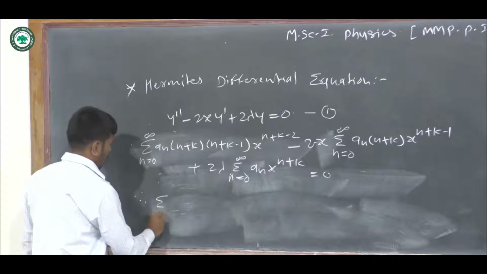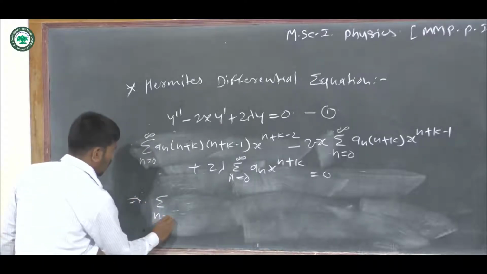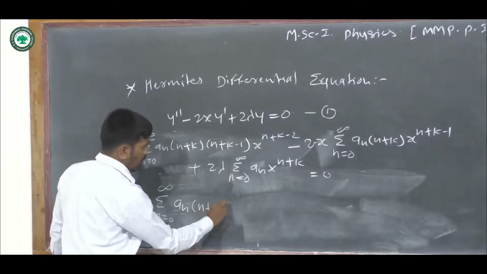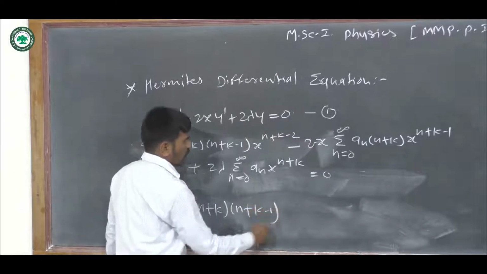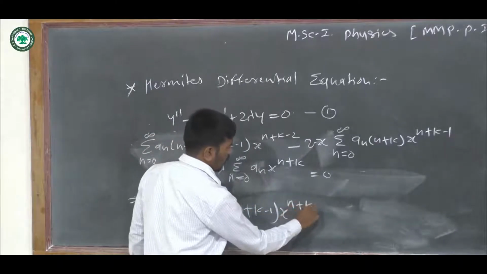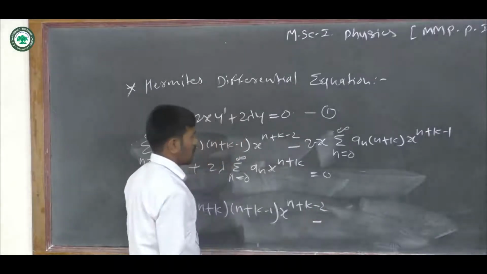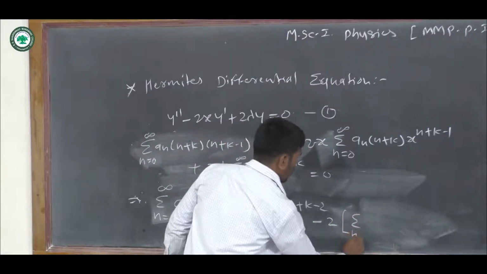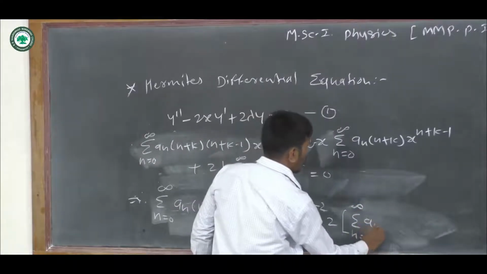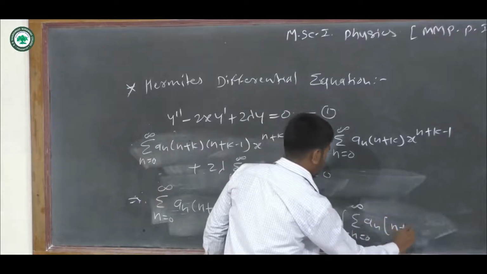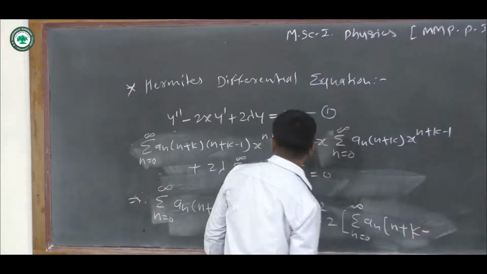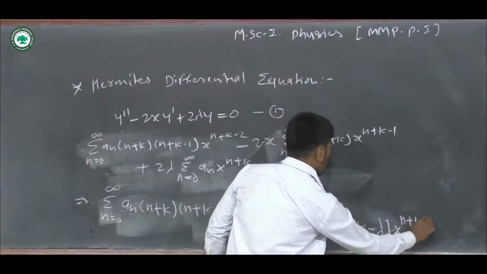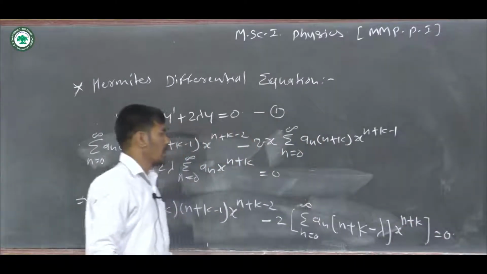Now you can rewrite it as summation over n is equal to 0 to infinity a n into n plus k into n plus k minus 1 x power n plus k minus 2, minus, for the other terms, taking 2 common, summation n is equal to 0 to infinity a n into n plus k minus lambda into x power n plus k equal to 0. This is the expression.